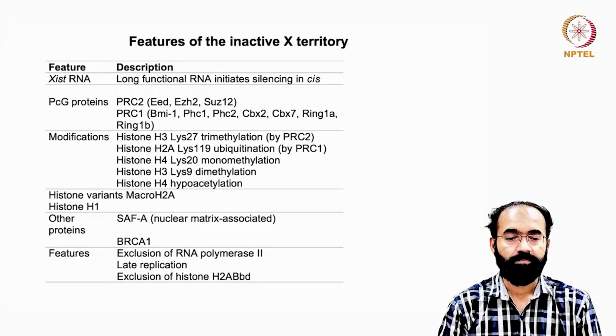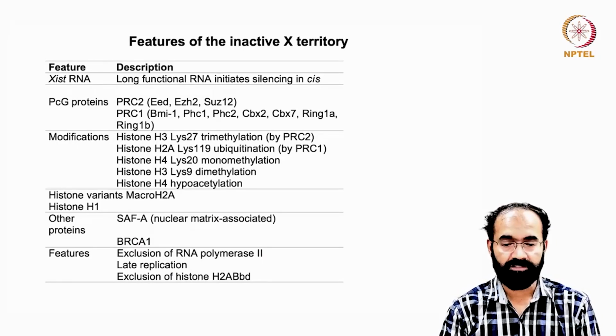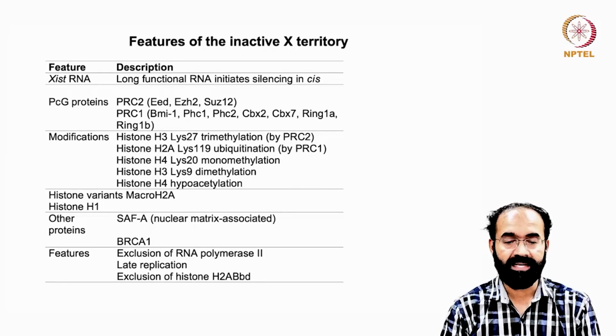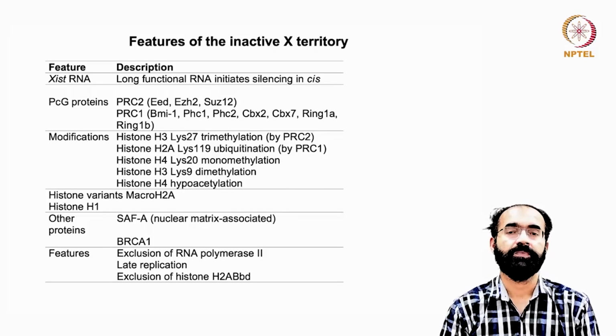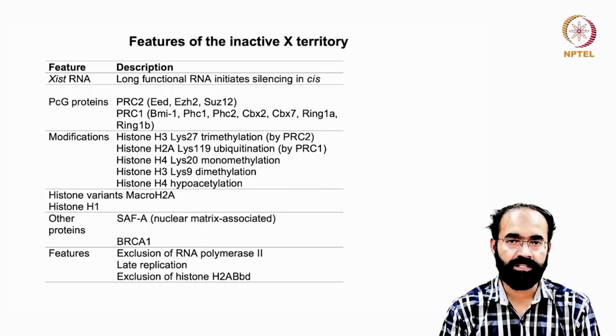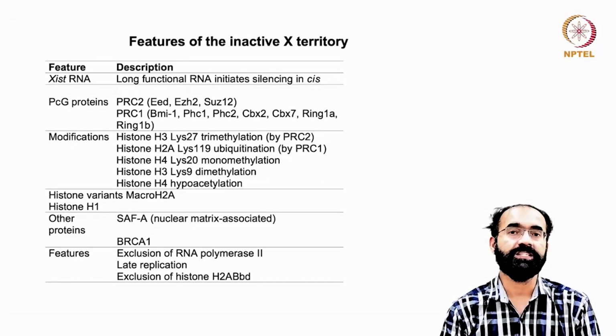So let us see what the main features of the inactive X chromosome or inactive X territory are. The first feature is XIST RNA itself. It is a long functional RNA that initiates silencing in cis. The words cis and trans we have used here. The easiest way of understanding cis is within the same chromosome, the same gene, the same vicinity. If it is in a distant place, that is called trans.